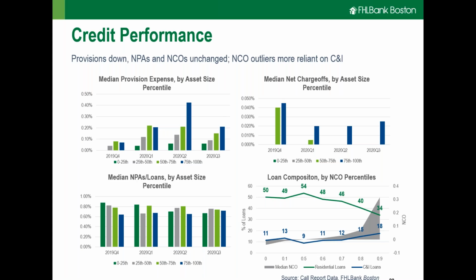So for example, all the way on the right, for those in the 90th percentile for charge-offs, they had 18% C&I loans and 34% in residential loans. Compare that to the median, the 50th percentile, where resi loans were 20% higher and C&I loans were half as dependent at just 9%. So that tells you that where there are isolated pockets of stress, it's more than likely coming out of the commercial side of things versus the consumer.